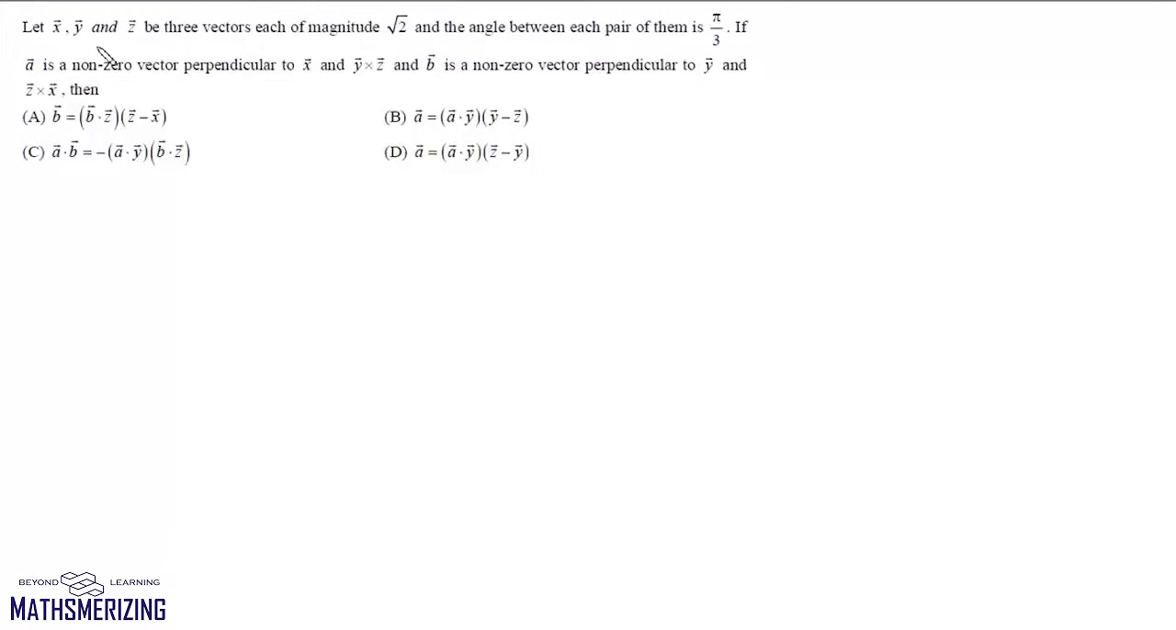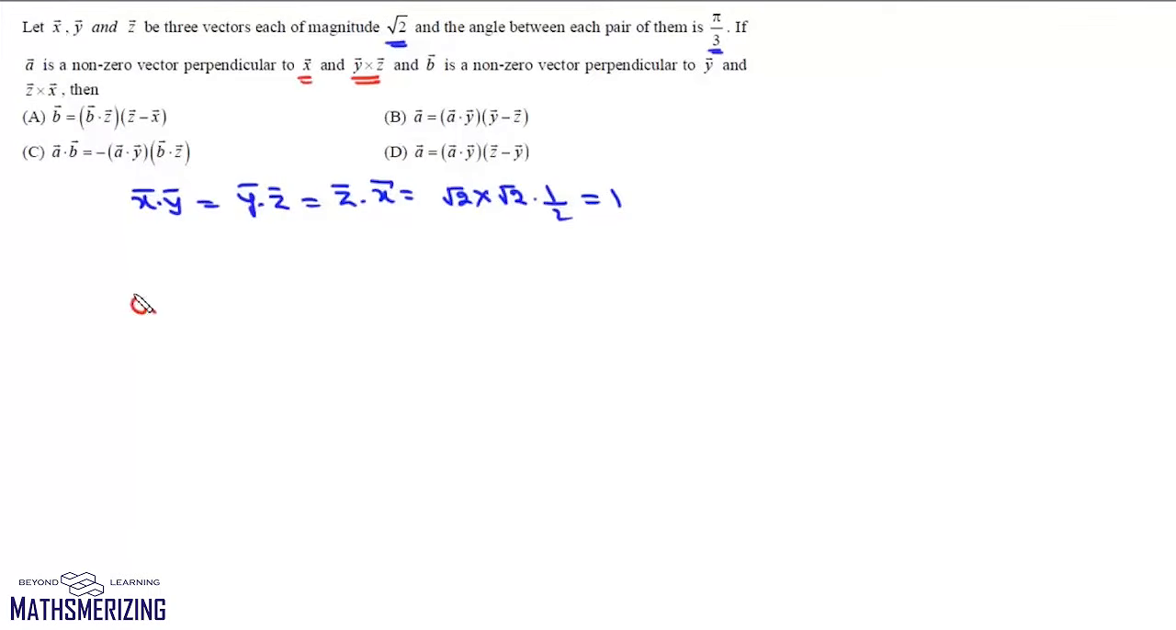Now the question is, if x, y, z be 3 vectors, each of magnitude root 2, and the angle between each pair is pi by 3, that means x dot y must be equal to y dot z, and will be equal to z dot x, and will be equal to mod x mod y cos pi by 3, and cos pi by 3 is simply 1 by 2. So this is 1. So x dot y equals y dot z equals z dot x, and will be equal to 1.